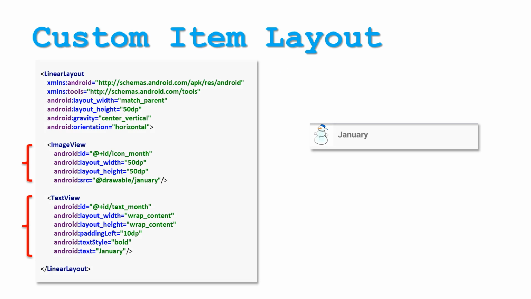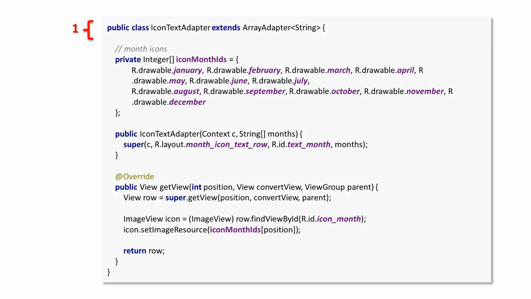For custom list view, a little more work is required. First, you need to define an item layout. It can be as simple or as fancy as your heart desires. In this example, styled text is added next to an image. The next step is to create a custom adapter.